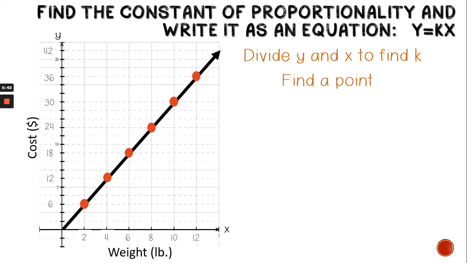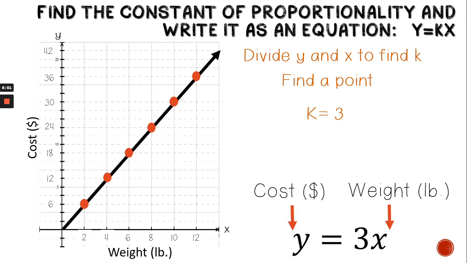So I'm going to need to find a point. So I pick a point on the graph. They're all going to be the same number. It's going to be like a table. So if I take that first number, the point is 2 comma 6. So if I do 6 divided by 2, I get 3. So K is 3, and my equation is y equals 3x.